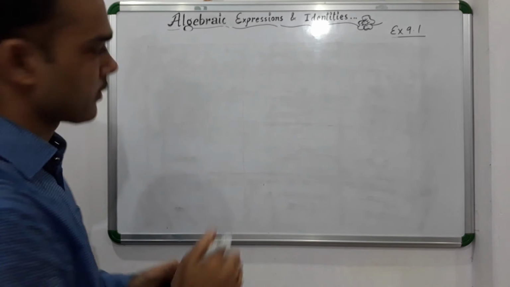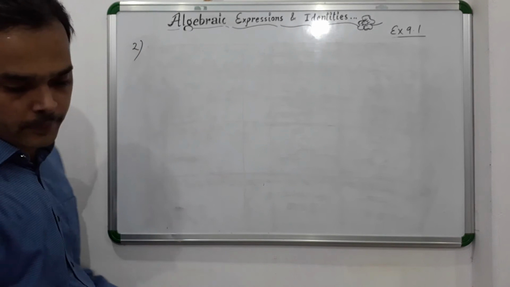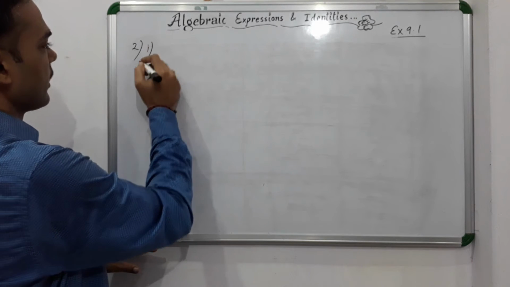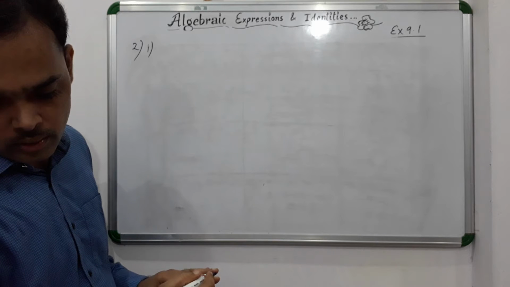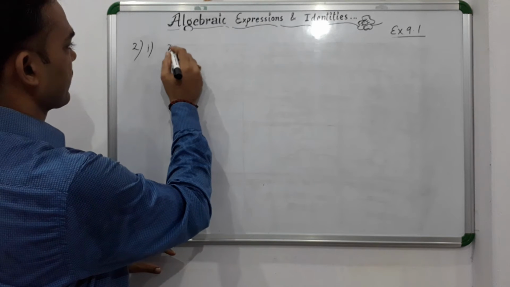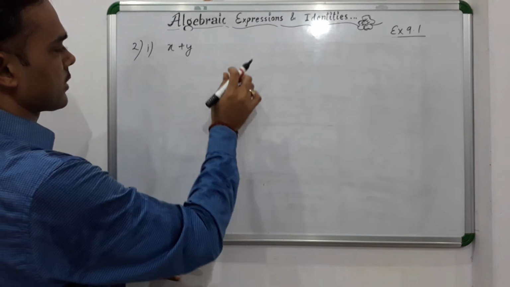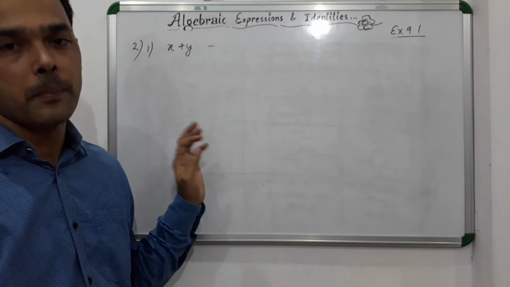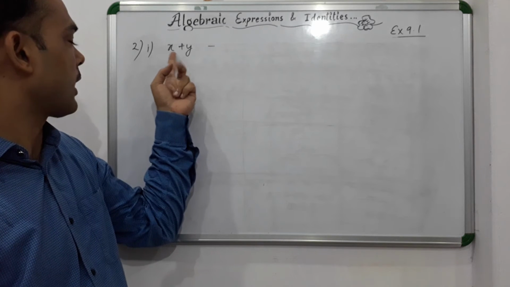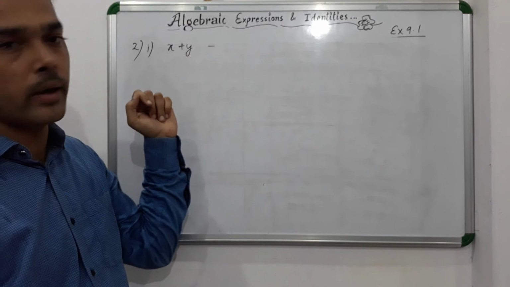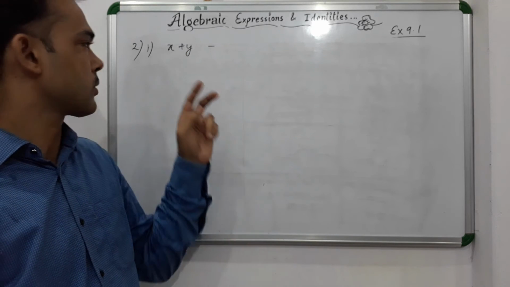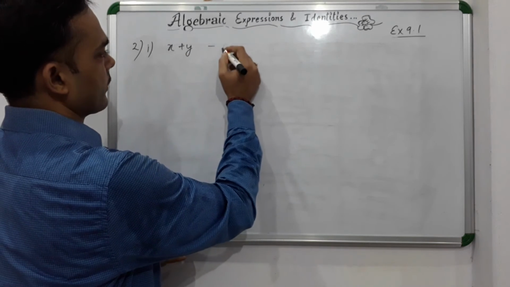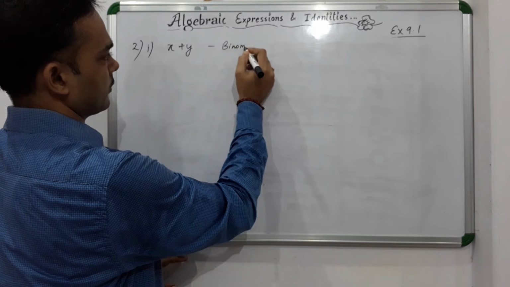In question number 2, we will be doing all the parts. If you see the first part, it is x plus y. Now you tell me whether it is monomial, binomial, or trinomial. You can see there are two terms, one is x, the other one is y. Whenever there are two unlike terms, this is x, this is y, so they are unlike, so it will be binomial.